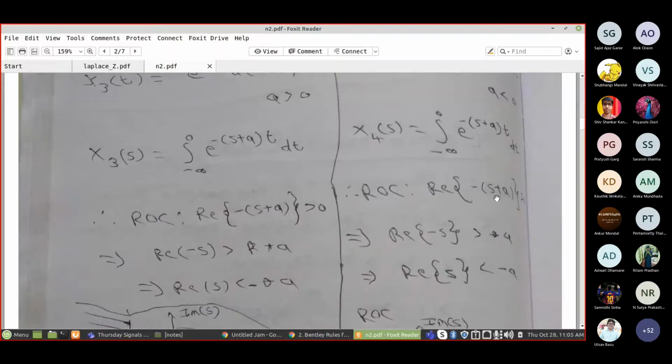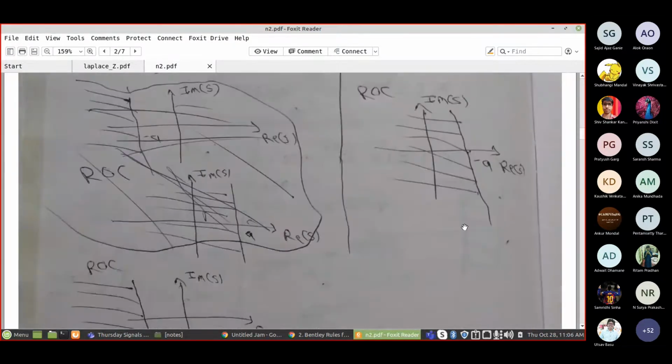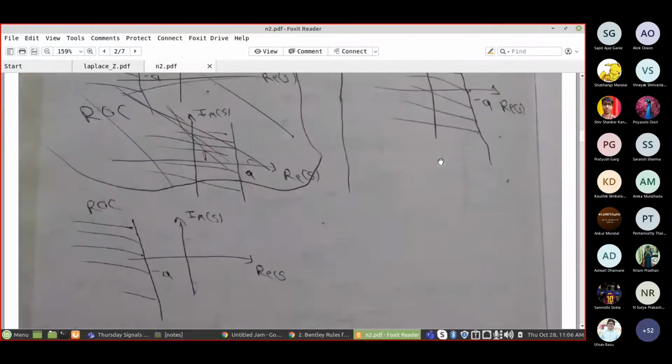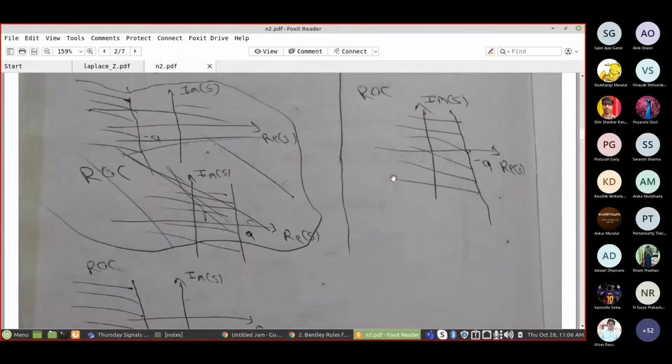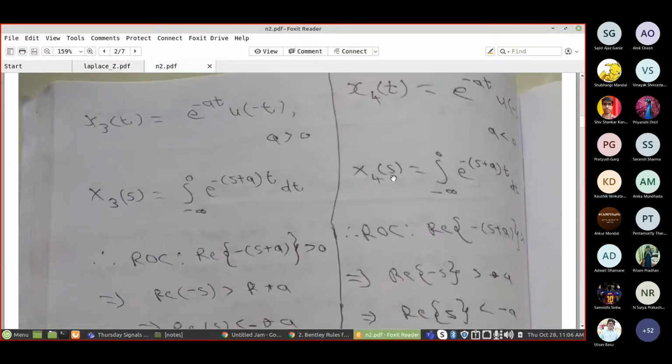Proceeding similarly, we again have the real part of s less than minus a. Just following through the same steps, but a is negative in this case, so minus a will be in the right half. This is the ROC for this signal. Again, it is to the left of this vertical line. These are two cases of anti-causal signals.